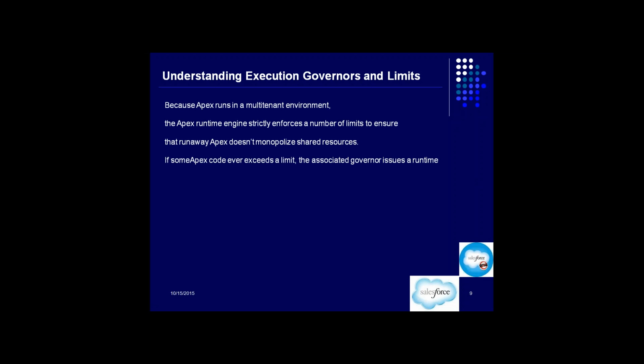Because Apex runs in a multi-tenant environment, the Apex runtime engine strictly enforces a number of limits to ensure that runaway Apex doesn't monopolize shared resources. So that's what they plan to do. They do not want any particular Apex code to monopolize the shared resources. If some Apex code ever exceeds a limit, the associated governor issues a runtime exception. So if your code ever exceeds the limit, an exception is thrown and the code will not get executed any further. So you will have the error.